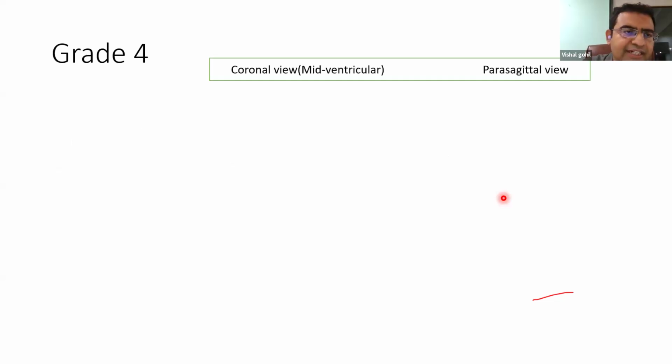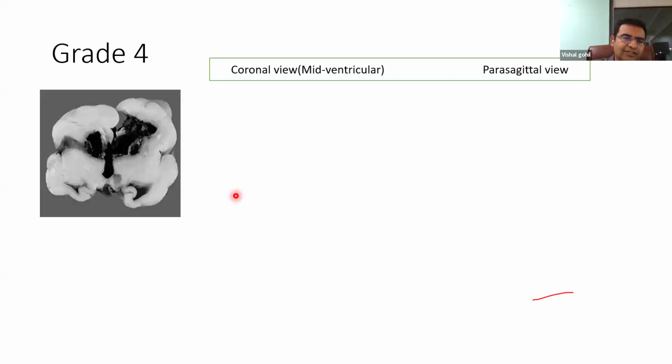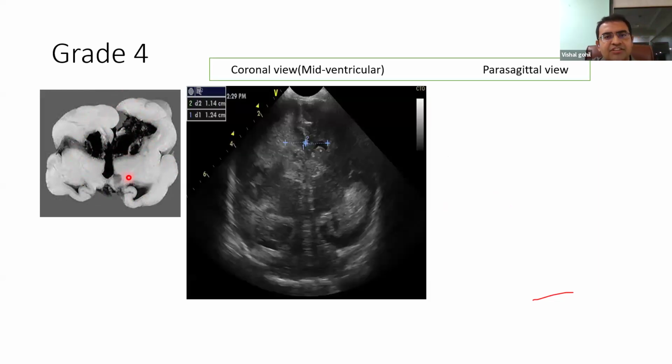So how does the grade 4 IVH look? You can see in this coronal section of the brain that blood does not remain only in the lateral ventricle, but also leaks out of your lateral ventricle. So the parenchyma is already involved. So that is your grade 4 IVH. How does it look on your image? You can see the echodensity does not remain only in the lateral ventricle, but also leaks out around the periventricular area. That is your grade 4 IVH.